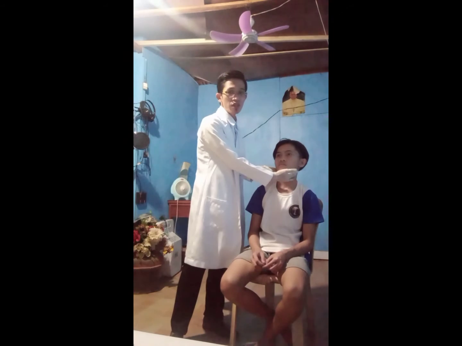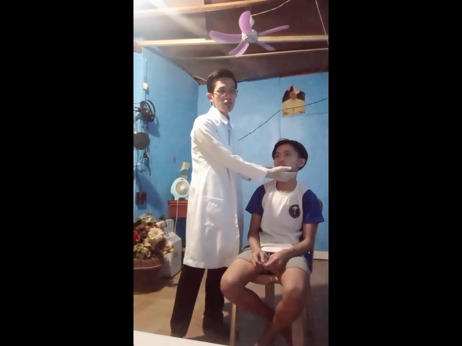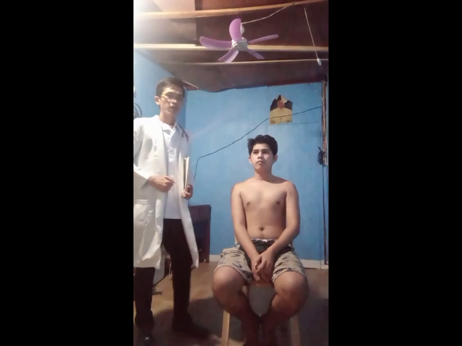The tonsils may be present or absent, but they are normally pink and symmetric and may be enlarged to 1+ in healthy clients. So no exudate so far in my patient. Swelling or lesions, none. Yes, it's very normal. Okay, sir.